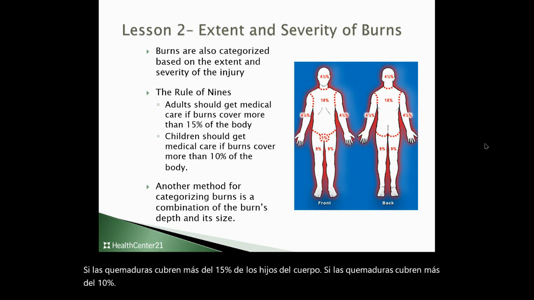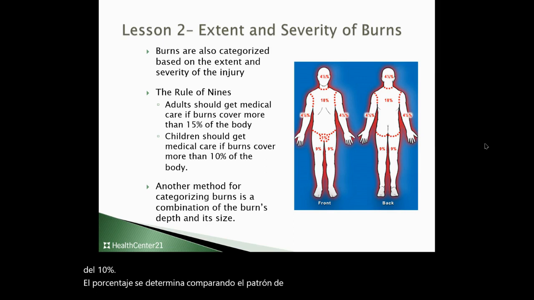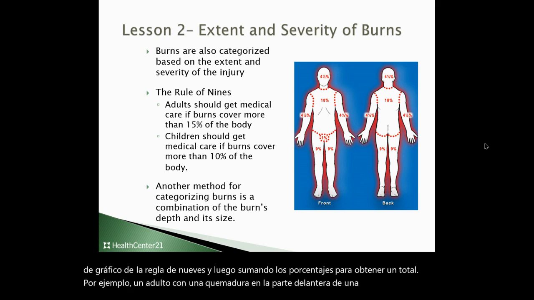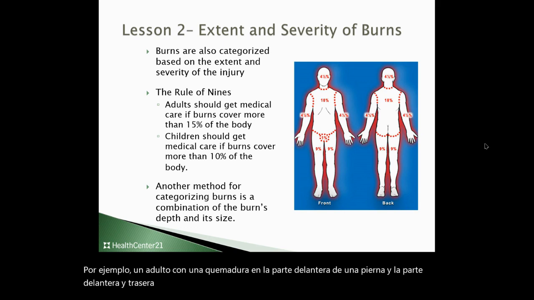The percentage is determined by comparing the burn pattern on the patient to the rule of nines chart model and then adding the percentages to get a total. For example, an adult with a burn on the front of one leg and the front and back of one arm would have a burn percentage of 18%. This patient should see a medical professional.